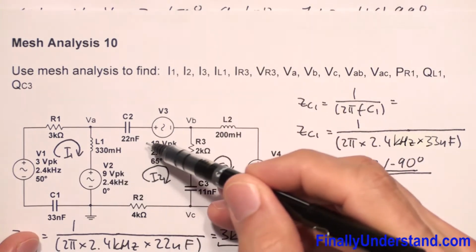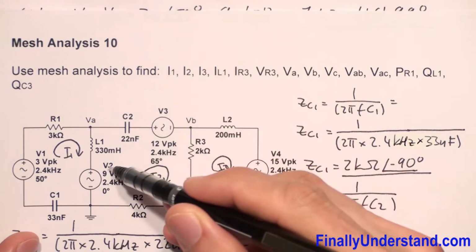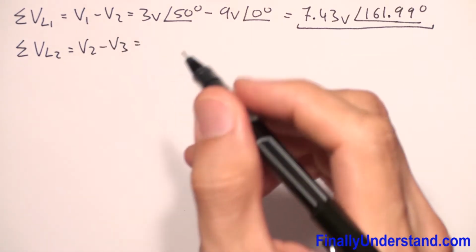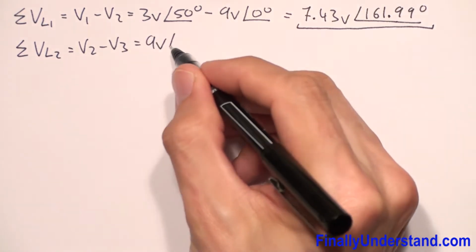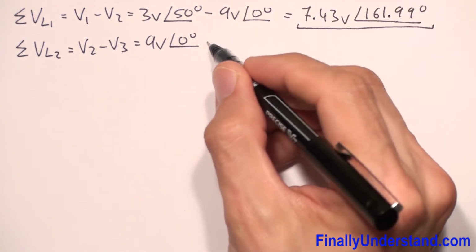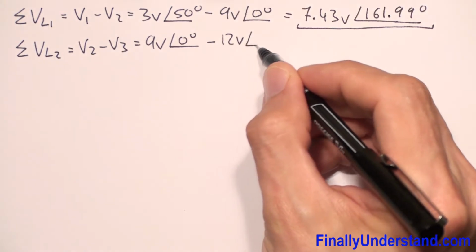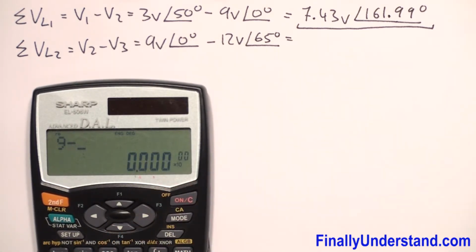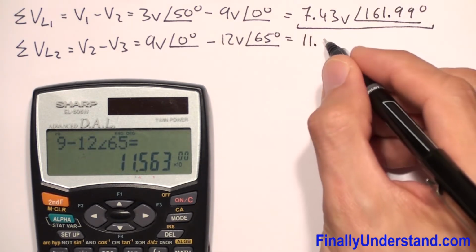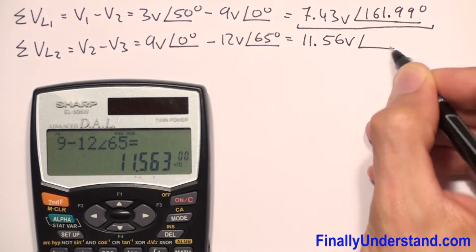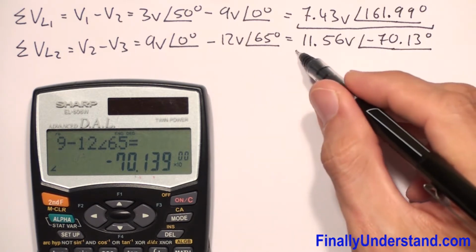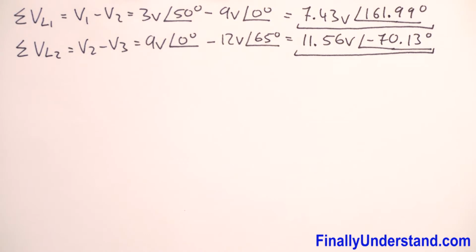So the sum of the voltage sources in loop 2 is equal to V2 minus V3. So I have V2 minus V3, where V2 is equal to 9 volts at an angle of 0 degrees, minus 12 volts at an angle of 65 degrees. This is equal to 11.56 volts at an angle of negative 70.13 degrees. Okay, so this is the sum of the voltages in loop 2.